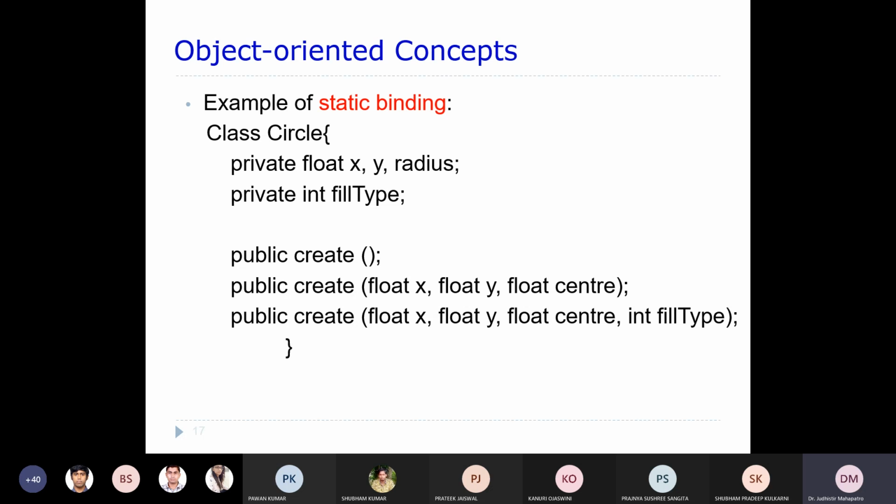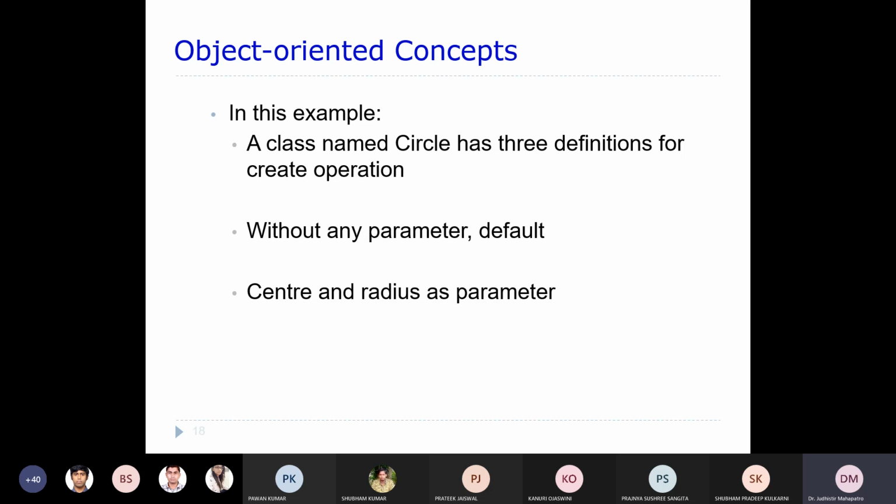So at compile time, any of these particular methods is selected when creating an instance of this particular class circle. This is what we call static binding. A class named circle has three definitions for the create operation. That is what we have seen. One is without any parameter, the default one, and the other takes a center and radius as parameters, right?